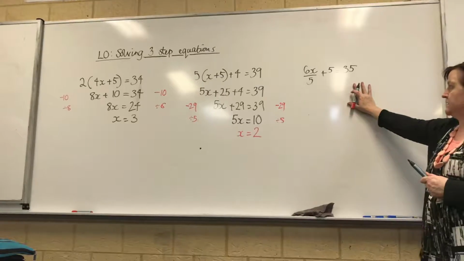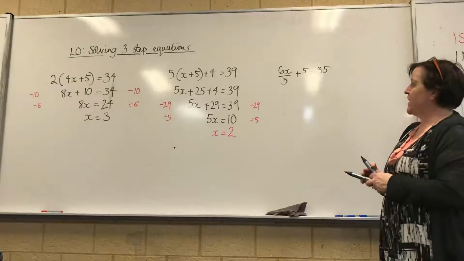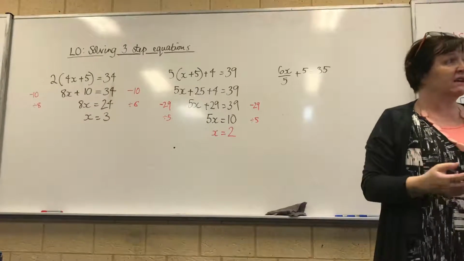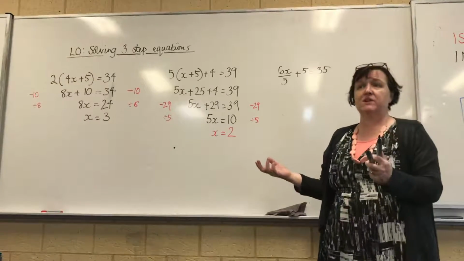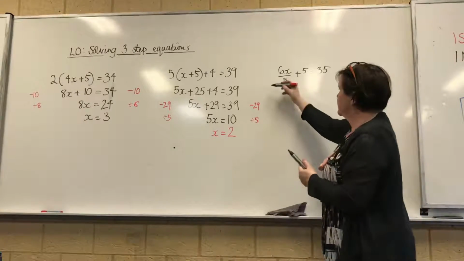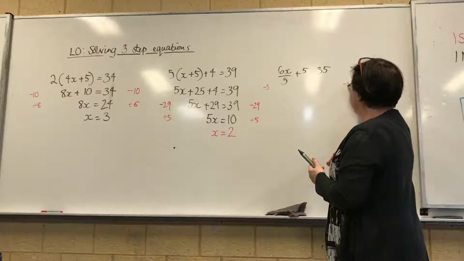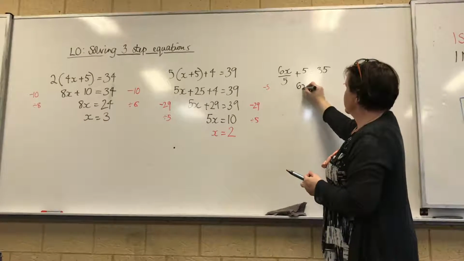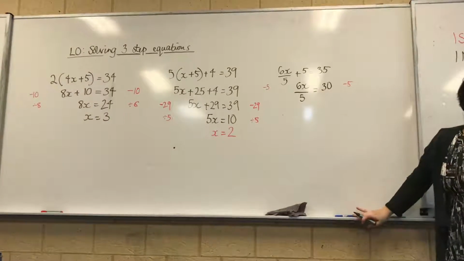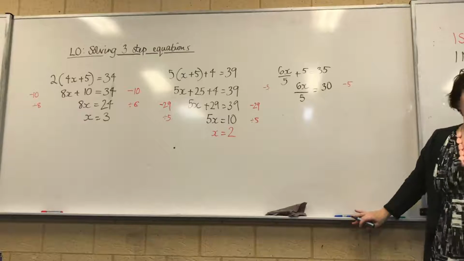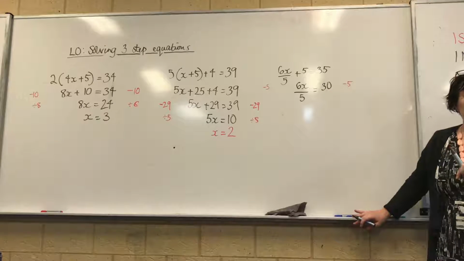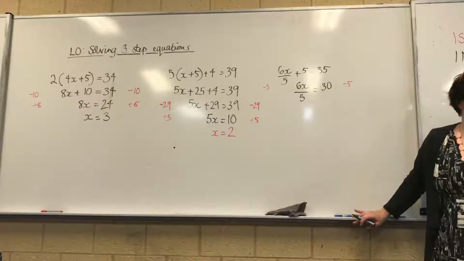So this one here then, we've got 6x divided by 5 plus 5 equals 35. So don't need to expand anything at the moment. So what's the first thing I'm going to get rid of? The constant, that's right. So I need to subtract 5 from both sides. So I'm left with 6x over 5 equals 30, because 35 take 5 is 30. So 6x divided by 5 is 30. There's another constant now. Divide by 5.